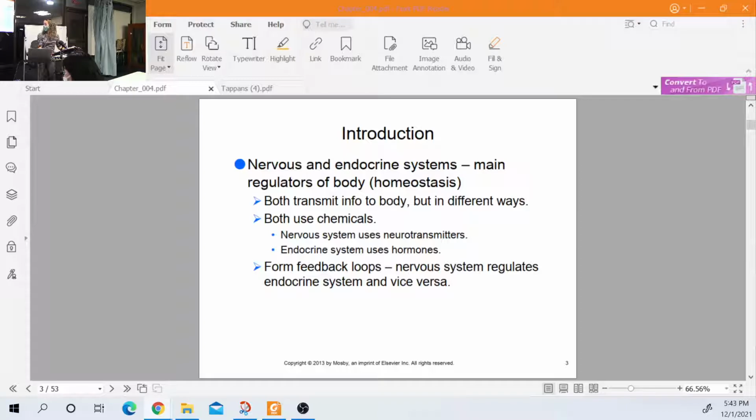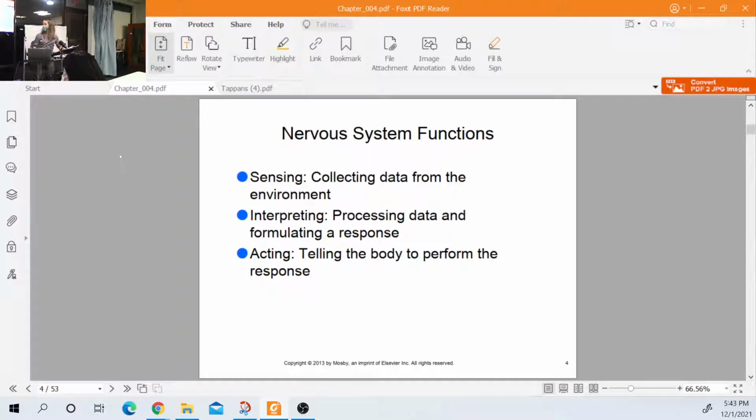All right, so we also have feedback loops, of course, part of the regulation of sending and stop sending the messages. The function of the nervous system is to sense, interpret, and act. Page 100. So sensing is collecting data from the environment. Interpreting is figuring out what that means and if we need to do anything about it. And then acting is telling the body whatever instructions it needs to respond the proper way. Remember the air conditioning example, okay?